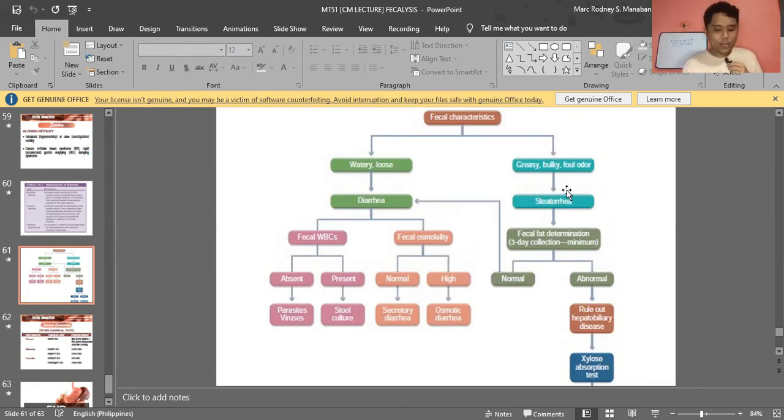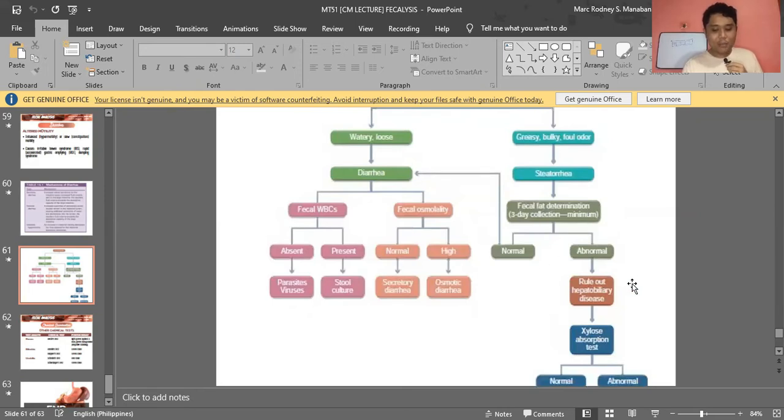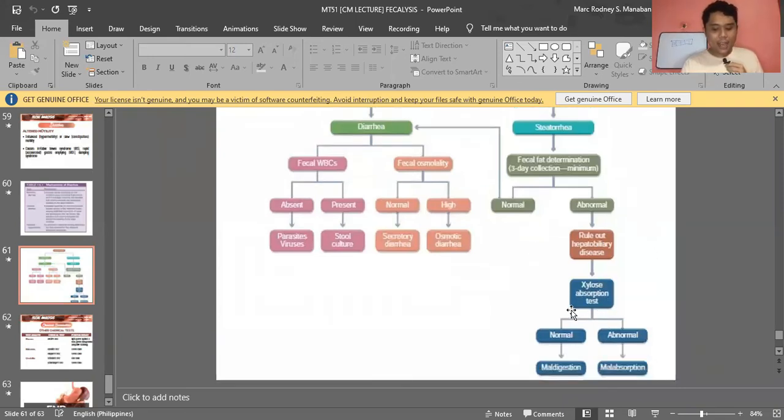Then if greasy or bulky or foul imuhang stool, then that indicates steatorrhea. You then look for fecal fat determination. If normal ra siya, then of course that's normal. If abnormal, you rule out hepatobiliary or pancreatic disease. So you perform the xylose absorption test. If it's normal, okay, normal ang xylose absorption, then that's maldigestion.